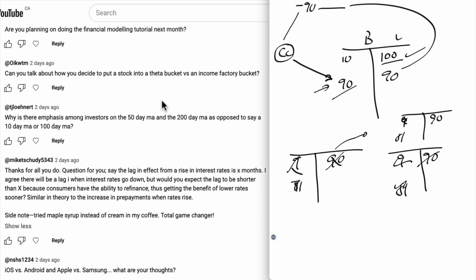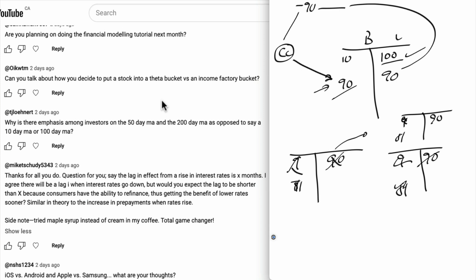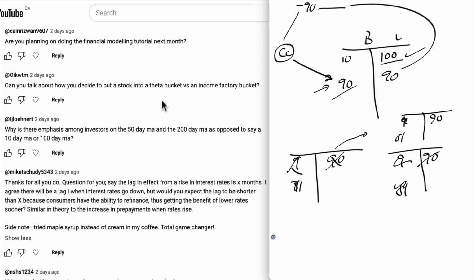Can you talk about how you decide to put a stock in a theta bucket versus an income factory bucket? So it's kind of the same thing, really. An income factory is just saying, hey, listen, I have this stock that is in my theta sleeve, and I find that I've been doing it every month. It's traveling in this pattern that allows me to do it every month. Then great, okay, let's just use that. Let's get a bit more algorithmic with it then, and put it on a system where you could, I guess, program it for autopilot.